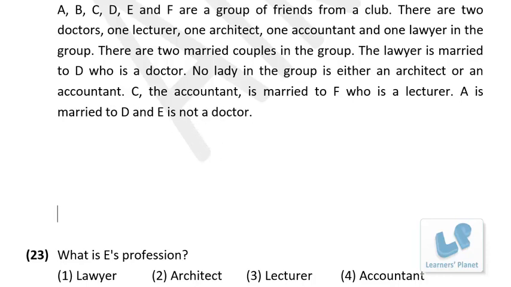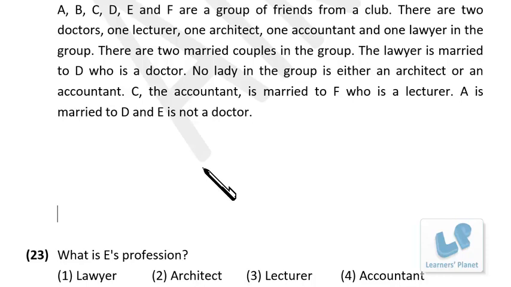Now let's try this question. A, B, C, D, E and F are a group of friends from a club. There are 2 doctors, 1 lecturer, 1 architect, 1 accountant and 1 lawyer in the group. There are 2 married couples in the group. The lawyer is married to D, who is a doctor.